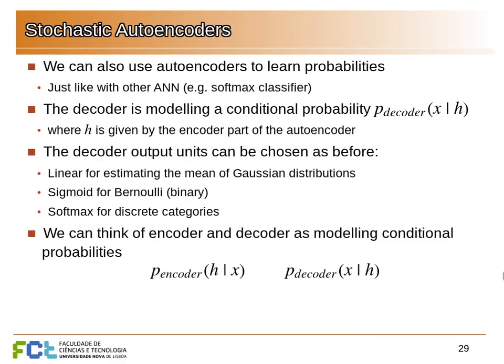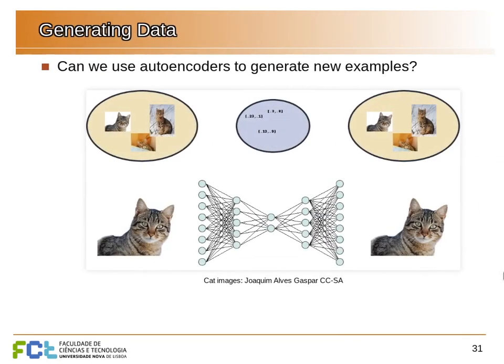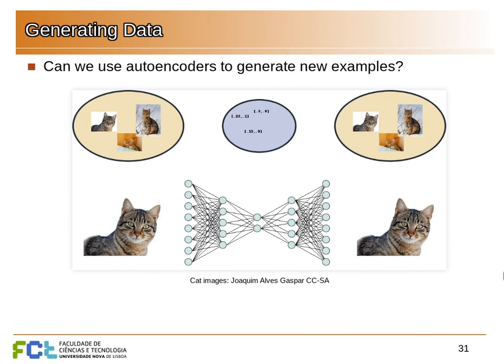We can also create stochastic autoencoders that learn probability distributions in the hidden representation. And then the decoder will basically sample from those distributions. Here we can use different distributions, but I'm going to give an example of this with variational autoencoders that allow us to generate data.